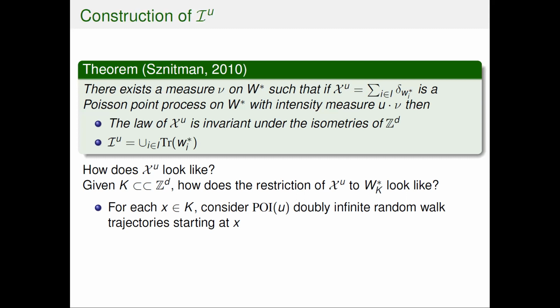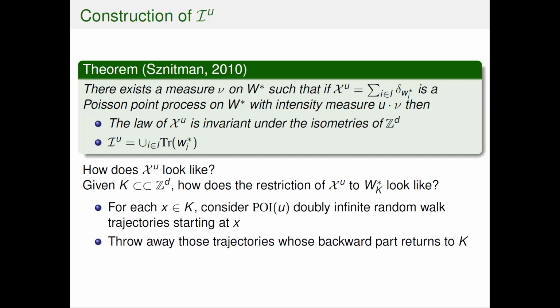So you get a doubly infinite random walk, which is at x at time 0. You do this for all vertices x, but then you do a little bit of censorship. You throw away a couple of trajectories, namely those trajectories whose backward part ever returns to K. So if it's a doubly infinite trajectory, but there's ever a strictly negative index that visits K, then you throw this trajectory away and you don't consider it.